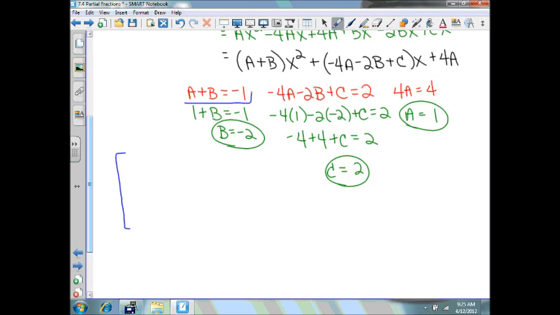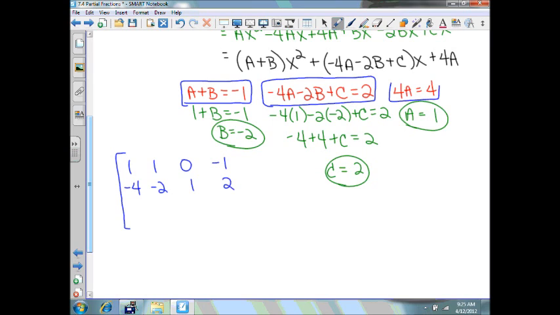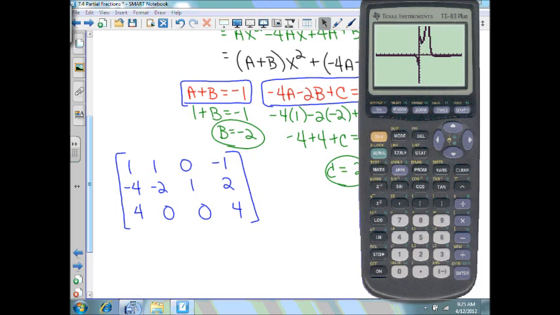A plus B is equal to negative 1. So I have 1, 1. Since there is no C here, we'll put a 0, negative 1. We'll use the second equation here. Negative 4, negative 2, 1, 2. And we'll use this third equation. 4, 0, 0, 4. So here's your matrix you can create.